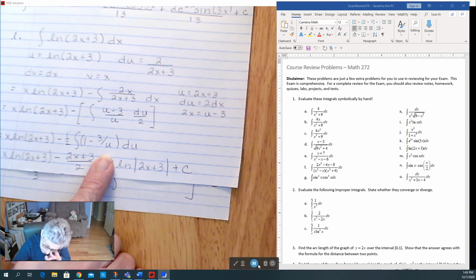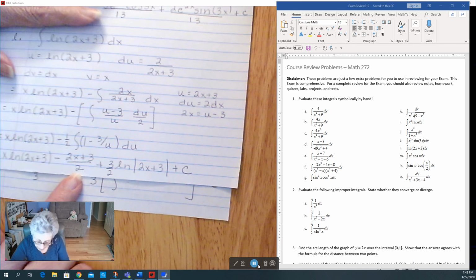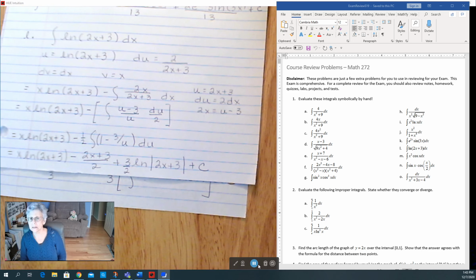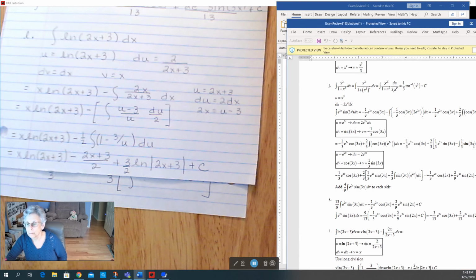Same thing down here, divided it into pieces. And I have the exact same answer, even though it looks a little bit different. If you look at the key, I'll pull it over here so you can see.